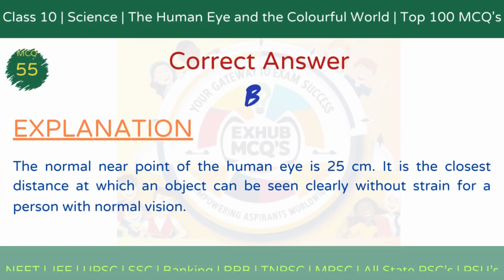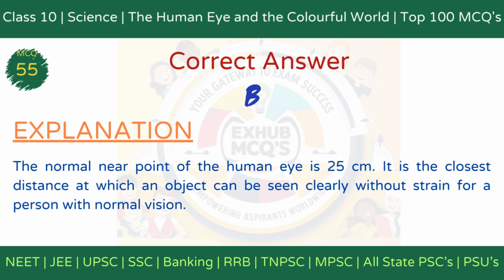The correct answer is option B, 25 centimeters. The normal near point of the human eye is 25 centimeters. This is the minimum distance at which an object can be clearly seen without causing strain to the eyes.